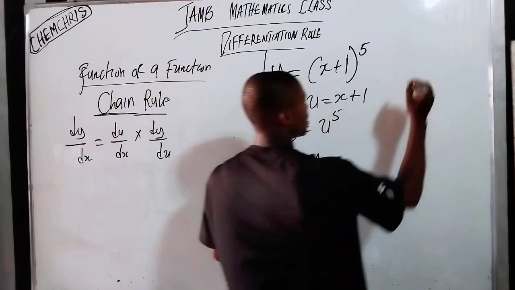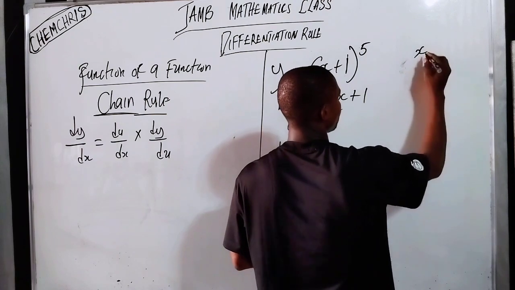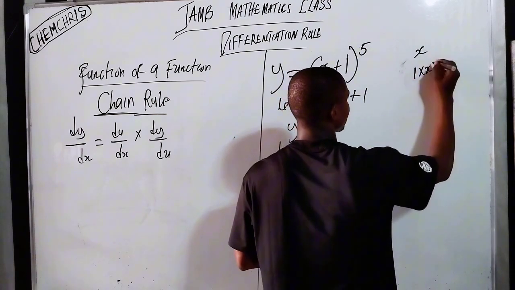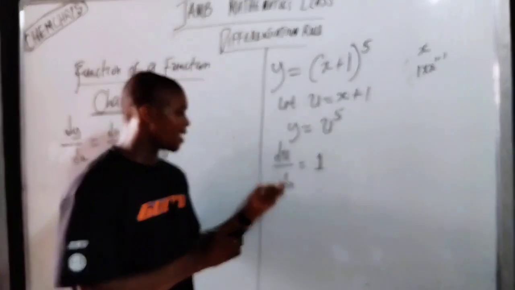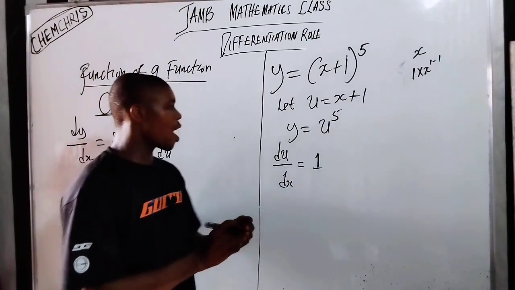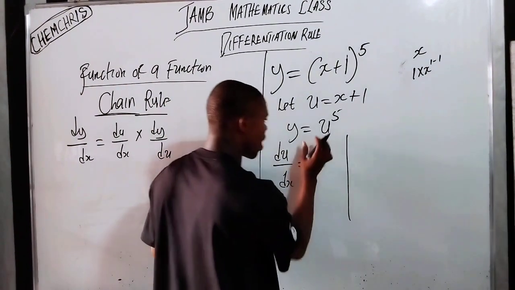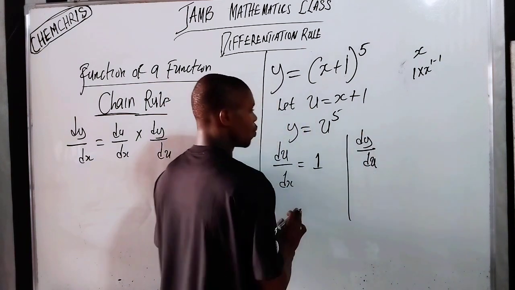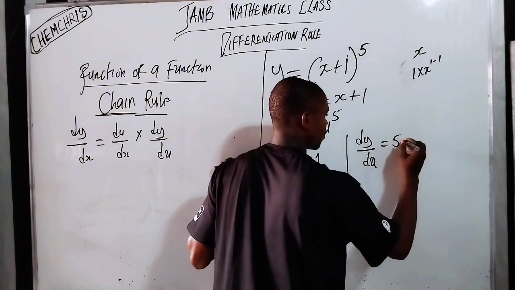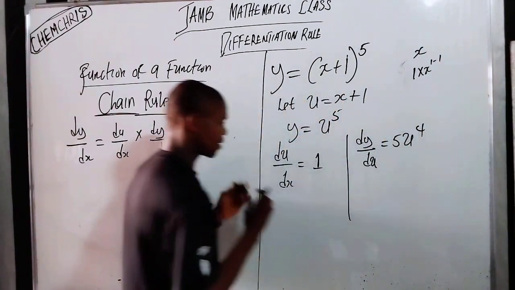So du over dx is 1. What about dy over du? If you want to differentiate y equals u to the 5 with respect to u, what do you have here? You're going to have 5u raised to 5 minus 1, which is 4. Can you see that?